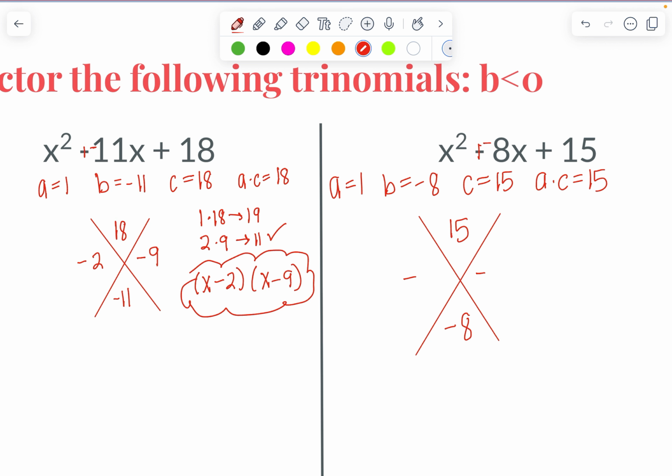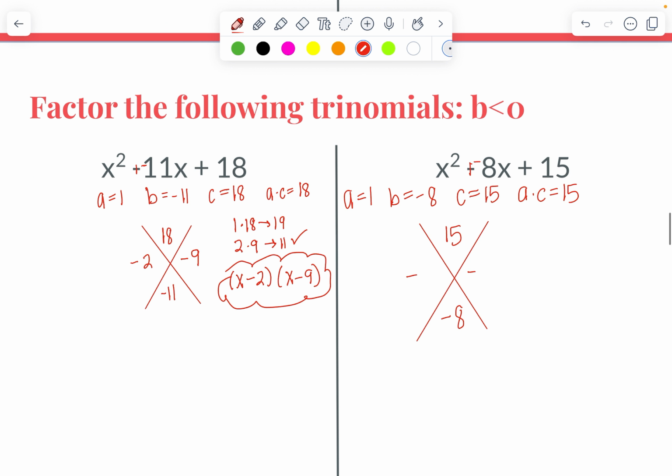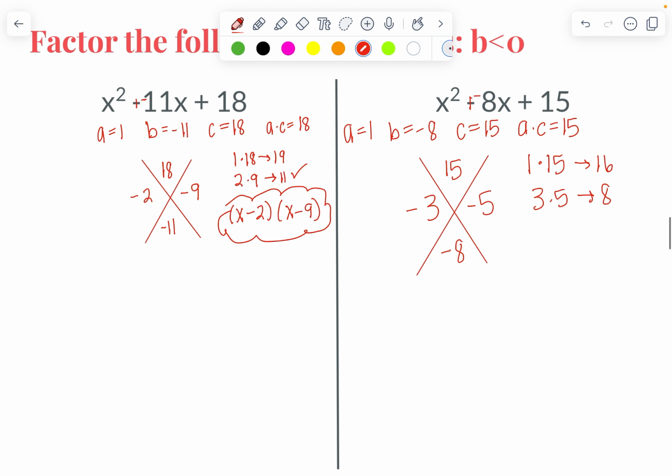So we need two numbers now that are going to multiply to 15 and add to 8. So we have 1 and 15. Well, those add to 16, so that won't work. And we have 3 and 5, which add to 8. Since they're both negative, I know it will be -3 and -5. So my final answer then, x minus 3 or x plus -3 and x minus 5 or x plus -5.